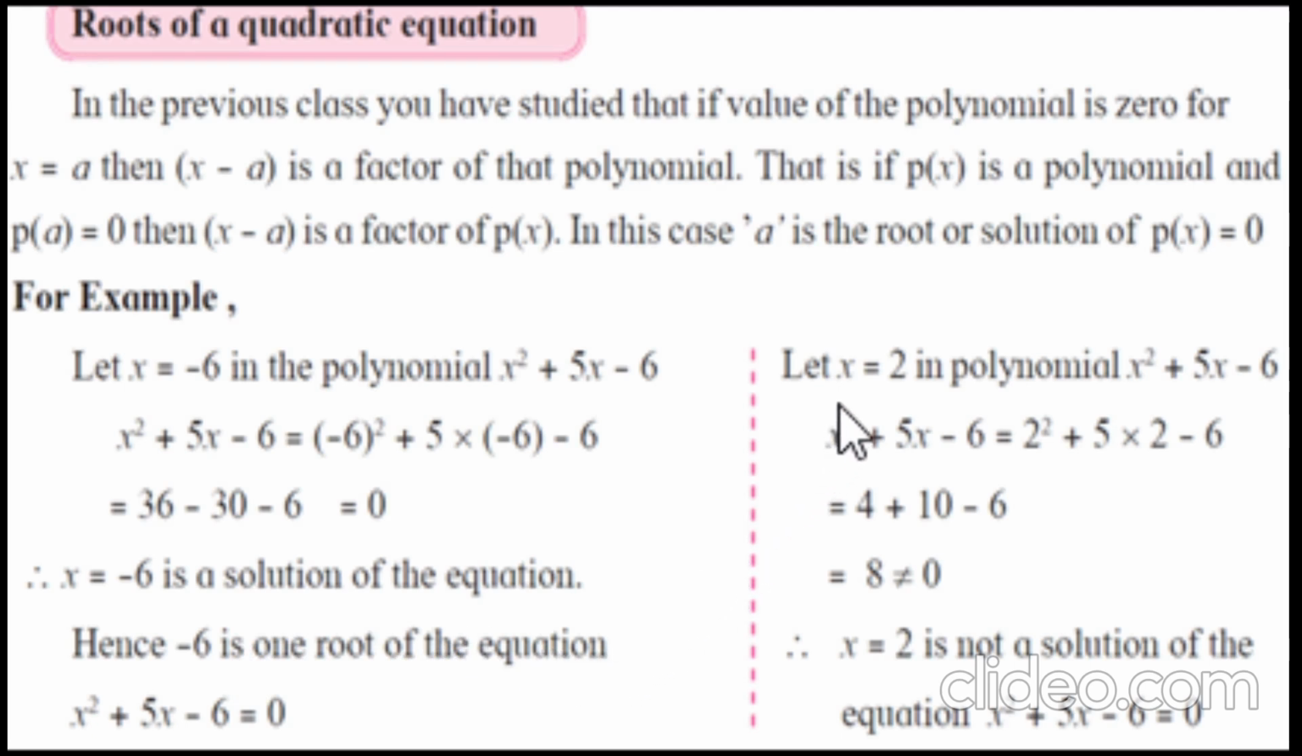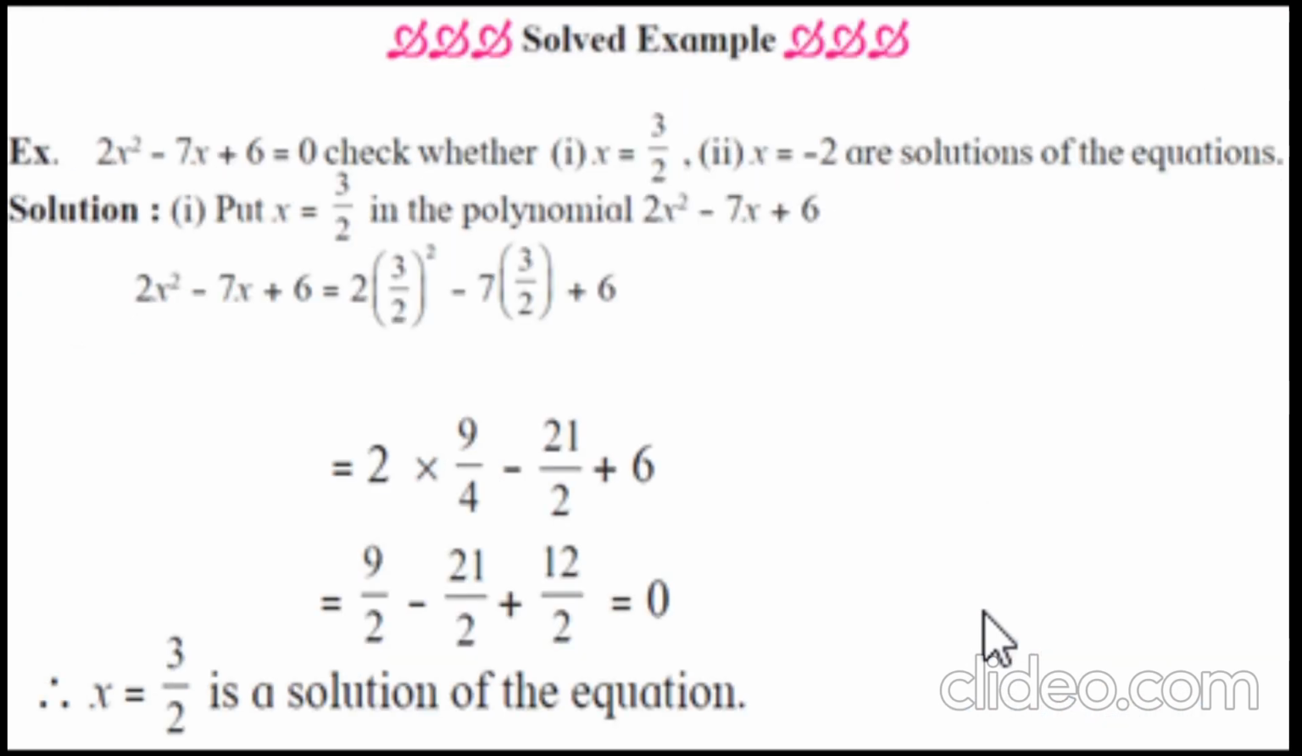Then if we put x as 2, what do we get? 2 square plus 5 into 2 minus 6. So 4 plus 10 is 14, 14 minus 6 is 8. So it is not 0. It is not equal to 0. Therefore it is not a solution of the equation and hence it is not a root of the equation. Okay, let's see the example, then we will come to know.